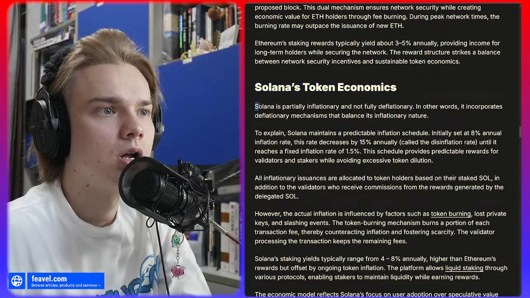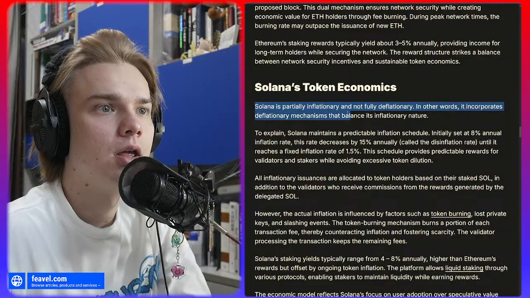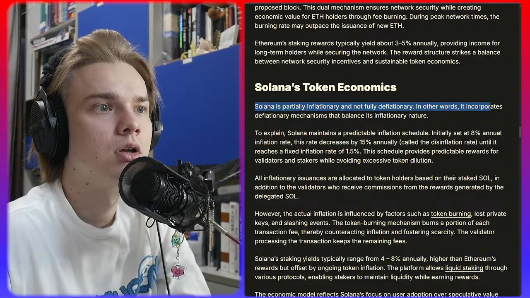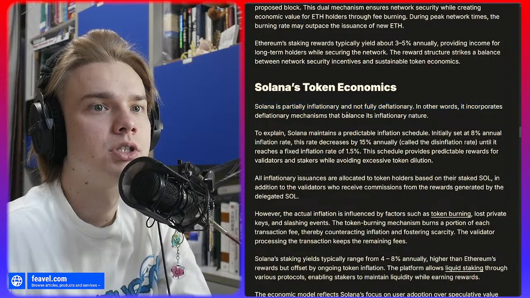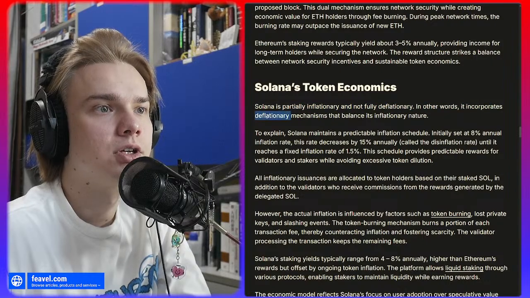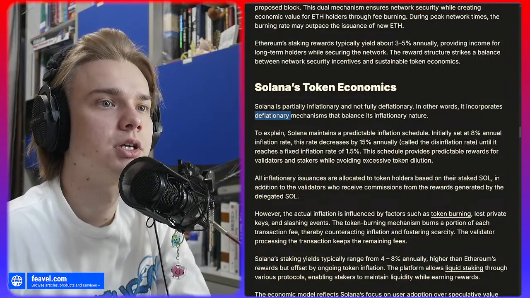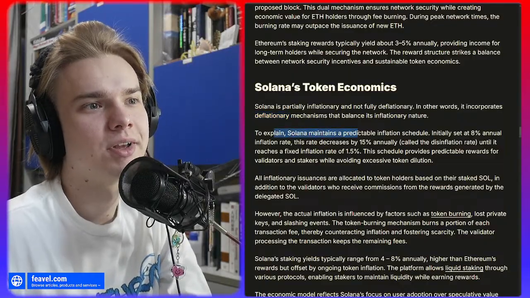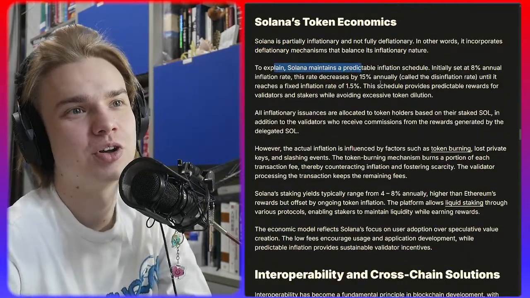Solana's token economy. Solana is particularly inflationary and not fully deflationary. In other words, it incorporates deflationary mechanisms that balance its inflationary nature. To explain, Solana maintains a predictable inflation schedule.